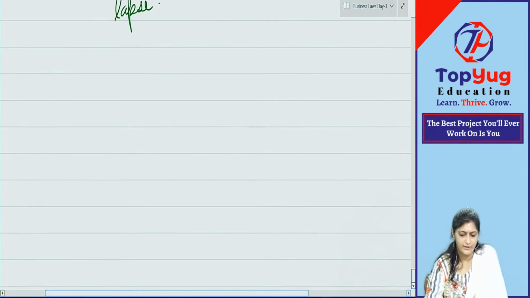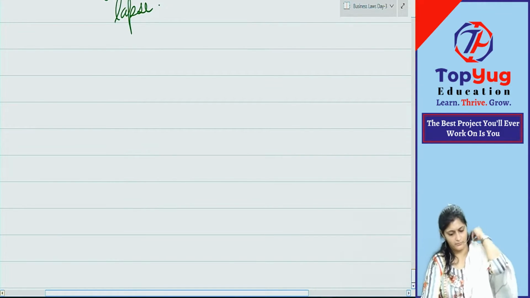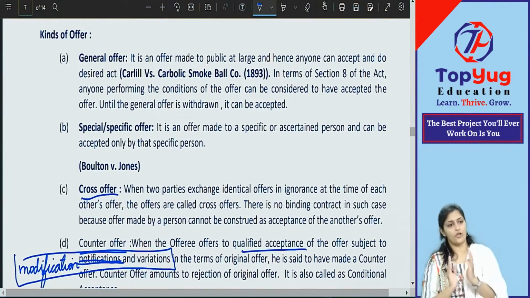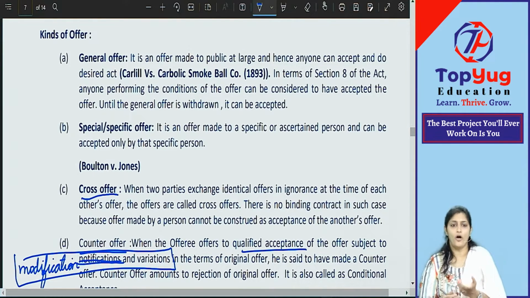Please write the example. So we are done with all the types of offer. Understood all the types of offer? It is important. All the types of offer are important: general offer, specific or special offer, cross offers, counter offers, standing, continuing, or open offer. All these types of offers are very, very important.